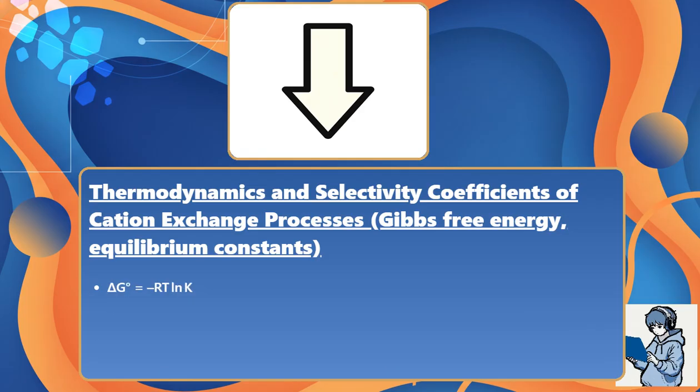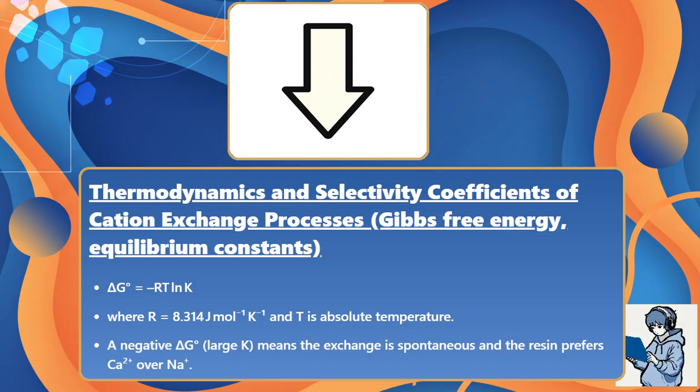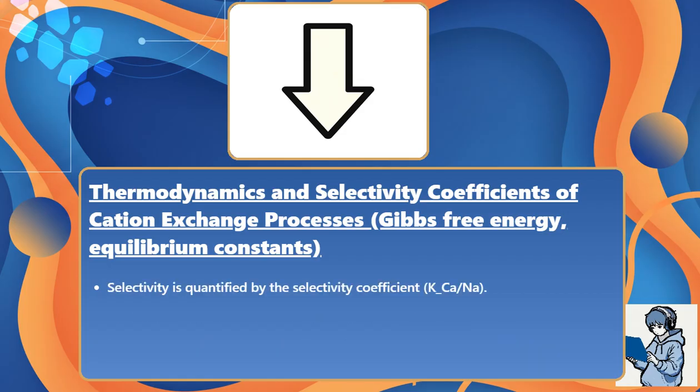Delta G naught equals negative RT natural log K, where R equals 8.314 joules per mole Kelvin and T is absolute temperature. A negative delta G naught, large K, means the exchange is spontaneous, and the resin prefers calcium 2+ over sodium+. Selectivity is quantified by the selectivity coefficient K sub Ca over Na.